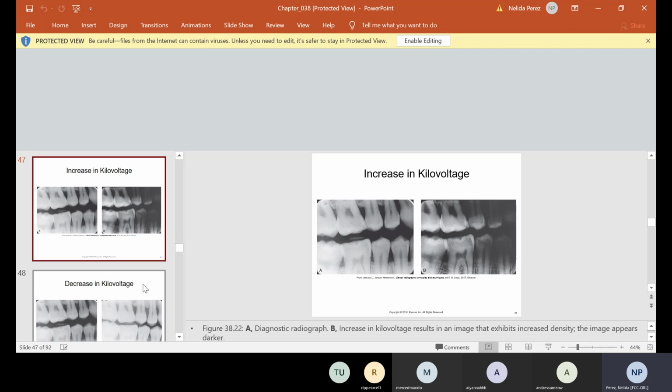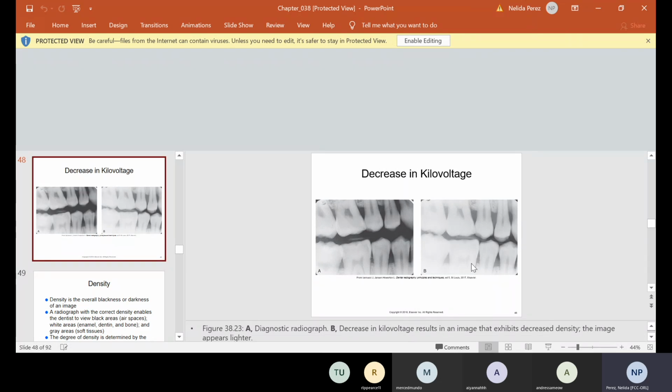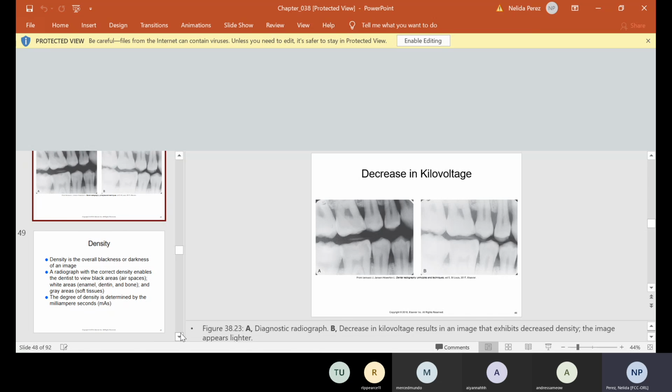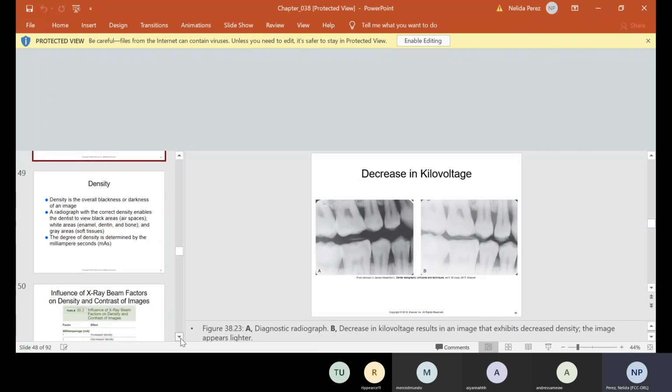Okay, it's really hard. Now here's a decrease in kilovoltage. So again, A could be a diagnostic x-ray because we still can see, okay, interproximals, all right. And again, here's the premolars, here's the molars. But look at B, all right. The image is so light that the doctor probably cannot see what he needs to see. All right. So that's a decrease in kilovoltage. We are going to be talking about something called overlapping, which we see a little bit of that once we get to it.